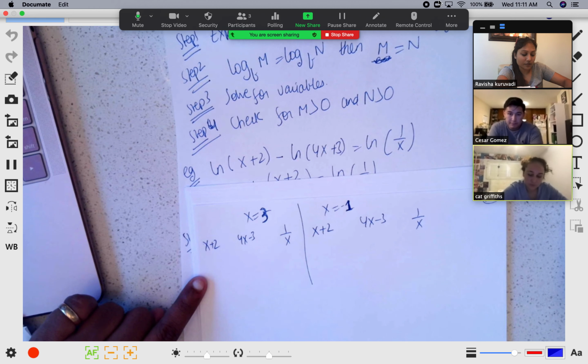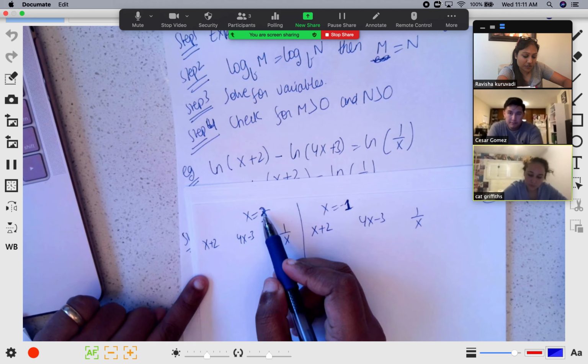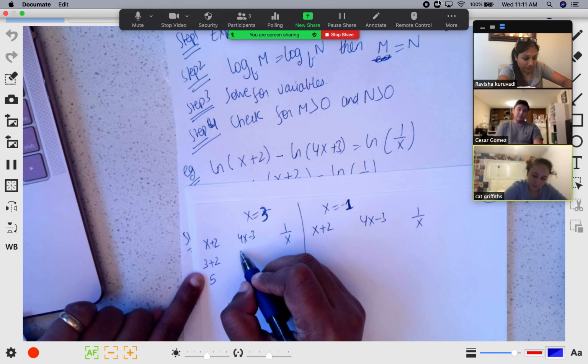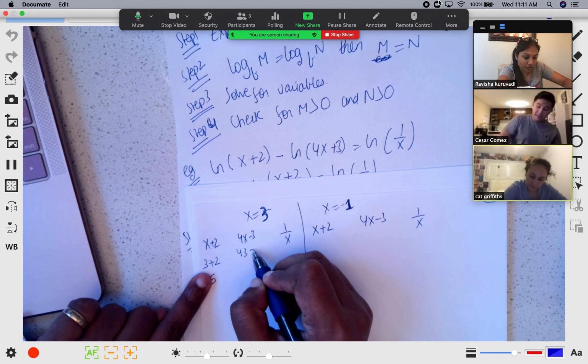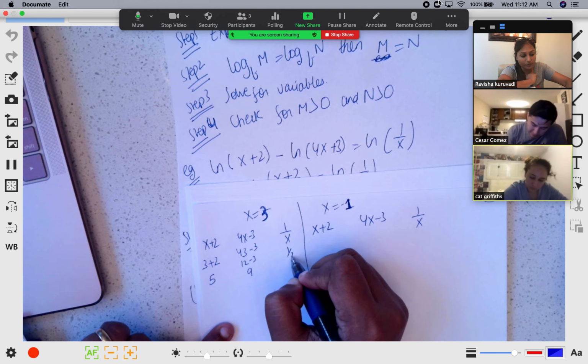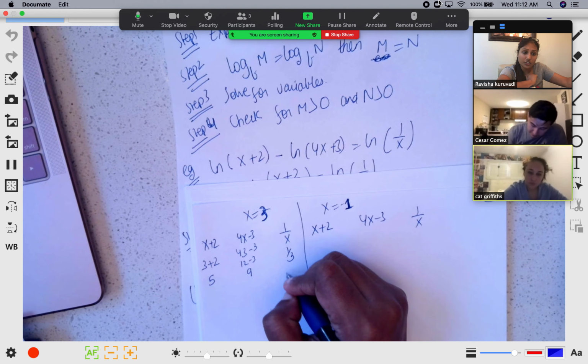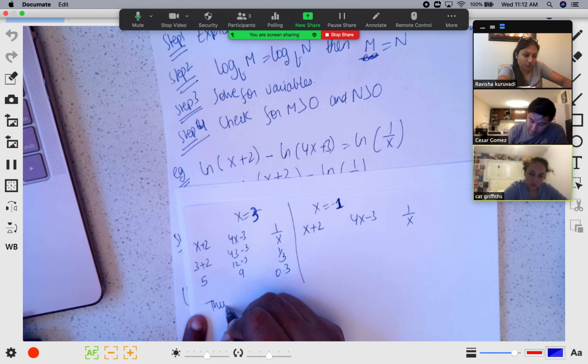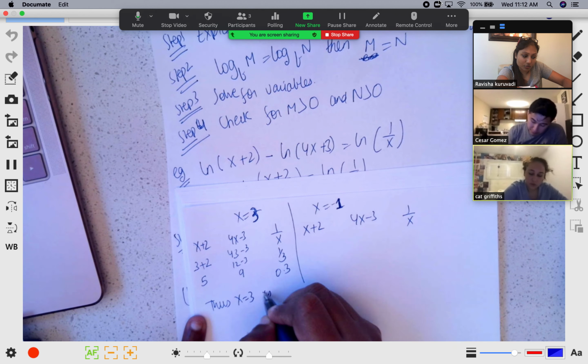Let's check for 3 first. When I put 3 here, I get 3 plus 2, which is 5. So this is correct. When I put 3 here, you get 12 minus 3, which is 9. That's also correct. When I put 3 here, I get 1 over 3, which is 0.3, which is also positive. So x equal to 3 is a solution.